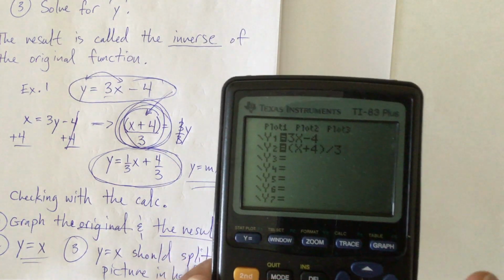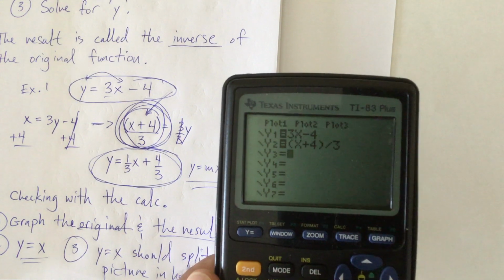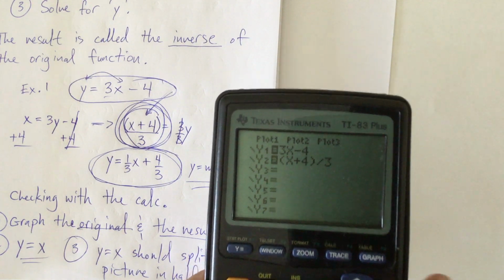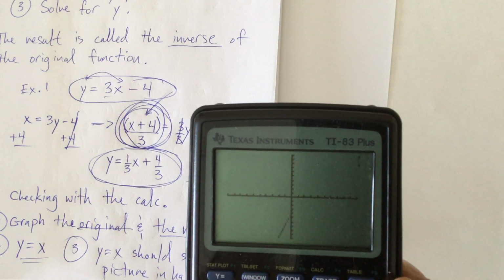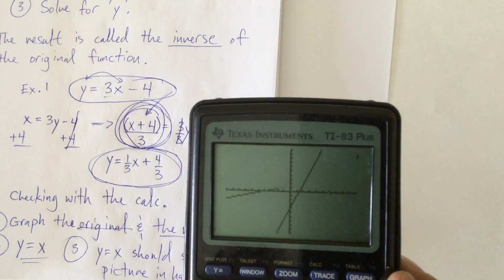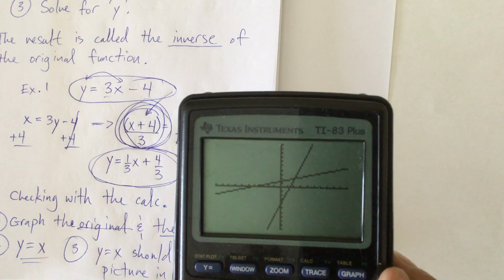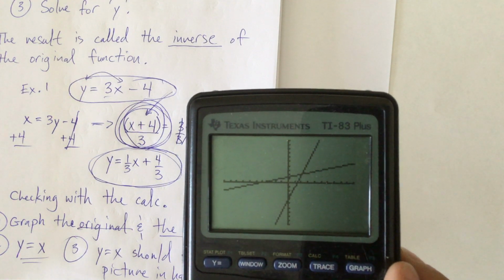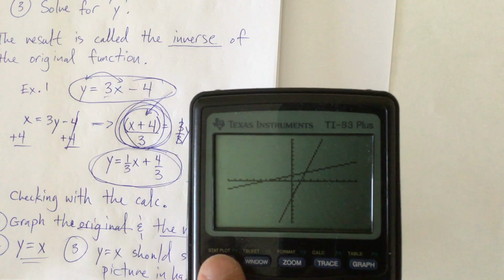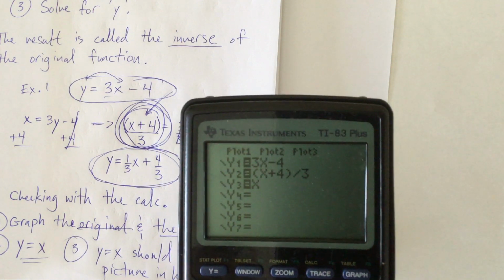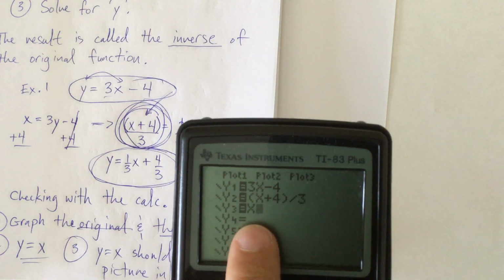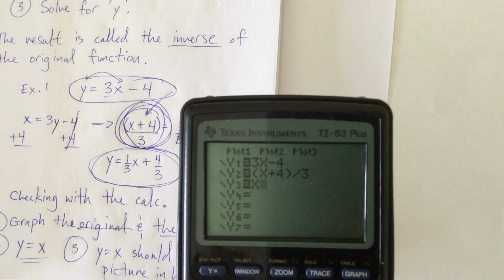Now take a look. Before I go, because I'm going to go down and I'm going to graph y equals x here. I am. But take a look at what we have so far. Let's look at the picture. Here's the graph. Look at that. Boom. Boom. That's what it looks like. Now, if these two are truly inverses, this graph should be split right down the center by y equals x. Y equals x is always the third graph you draw.